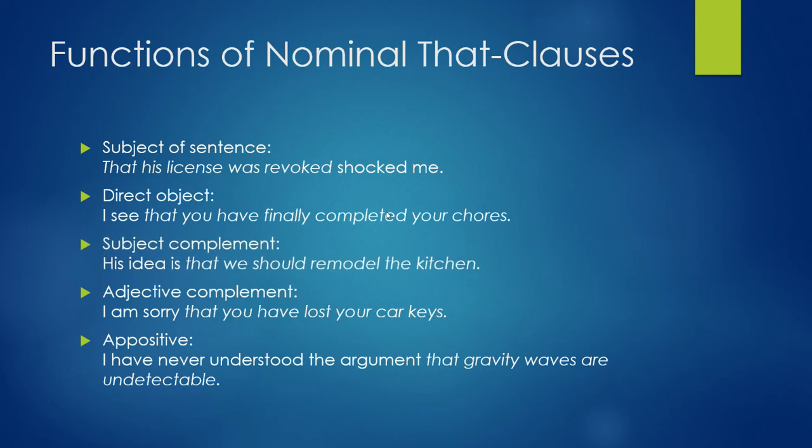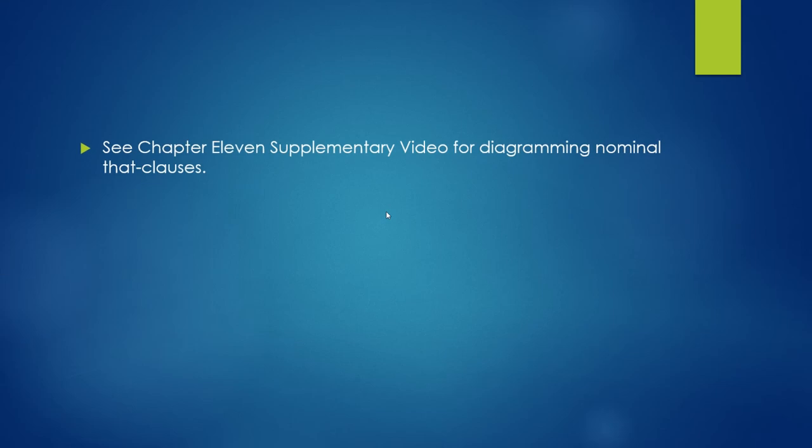His idea is that we should remodel the kitchen: noun phrase 1, main verb, link, noun phrase 1. Sometimes they're adjective complements. If they follow an adjective, I am sorry that you have lost your car keys. And then sometimes they're appositives. I've never understood the argument that gravity waves are undetectable. Okay, we have a supplementary video where I'll be diagramming some nominal that clauses for you.